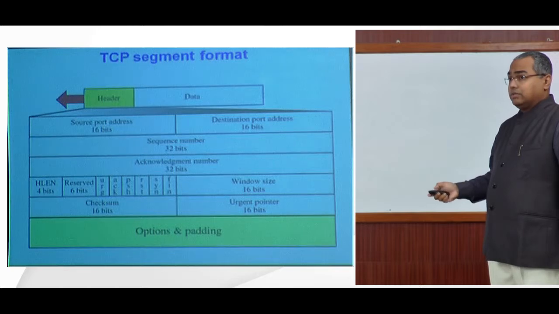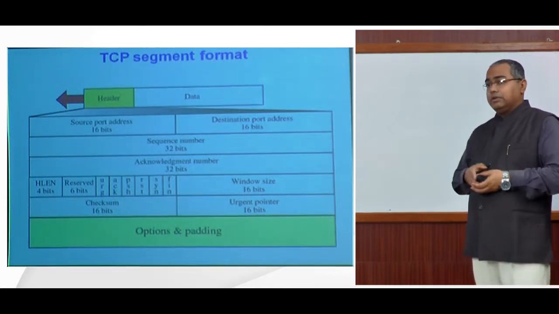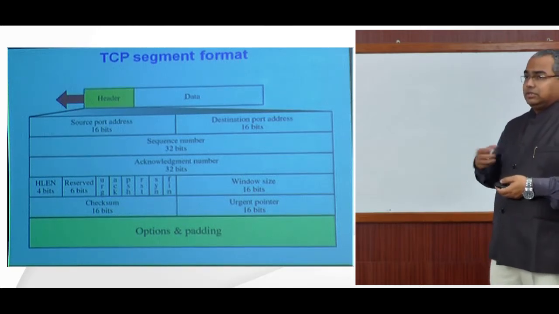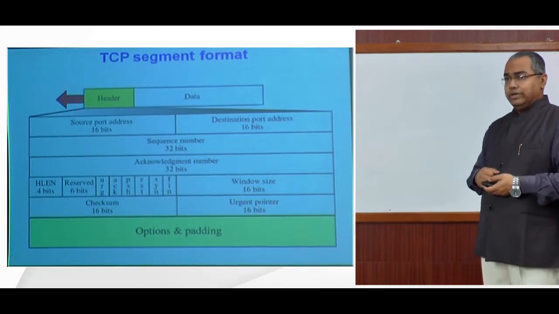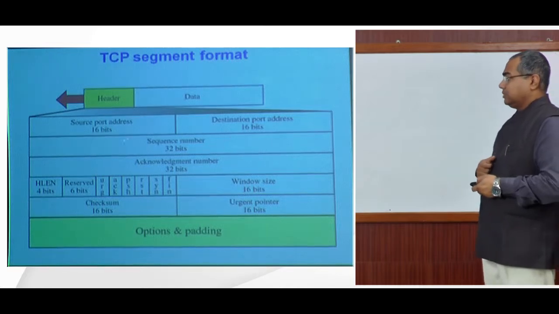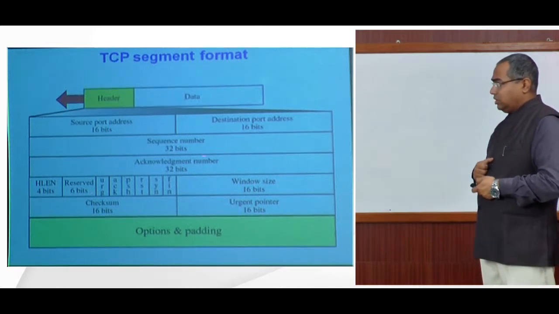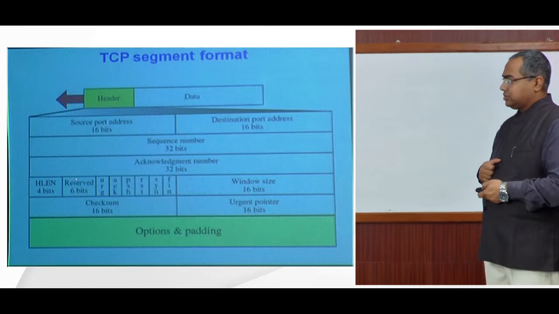Source port address, for example, we talked about it, say the telnet example, if you recall, say 60,000, that's my source port address. Destination port address was 23, telnet server. Sequence number, we discussed about it a lot. Acknowledgement number, another 4 bytes.